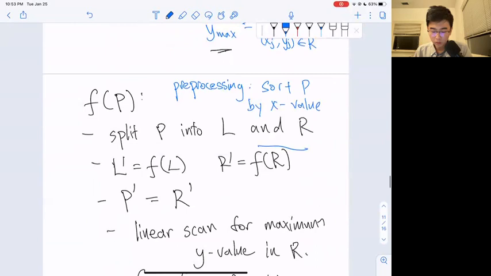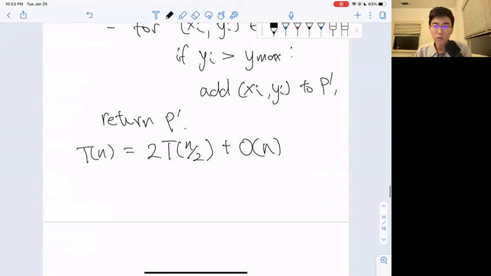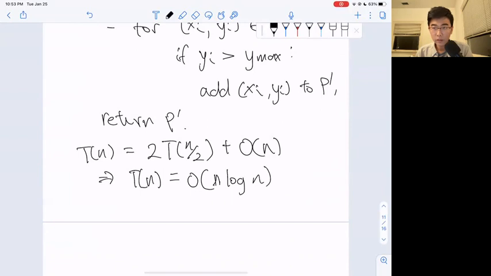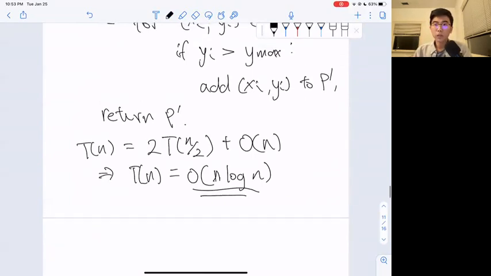And the sorting would be O of n log n added to the overall runtime. But let's first consider this runtime from the recurrence relation. So if you apply the master theorem, you'll get that T of n is O of n log n, and our sort is also n log n. So this is just the overall runtime, and that's the runtime of the algorithm.